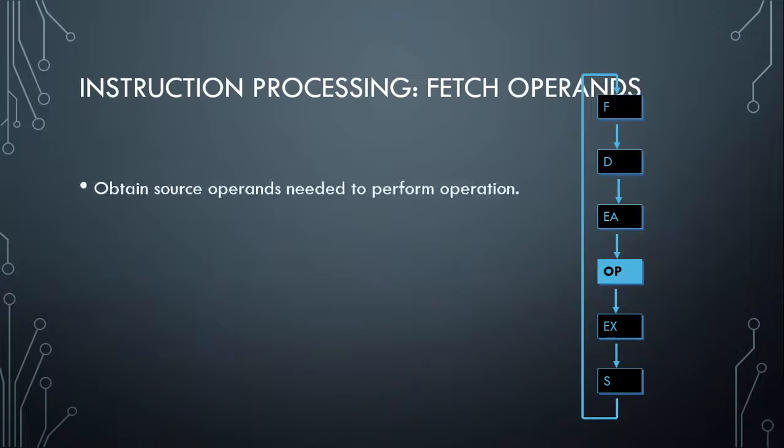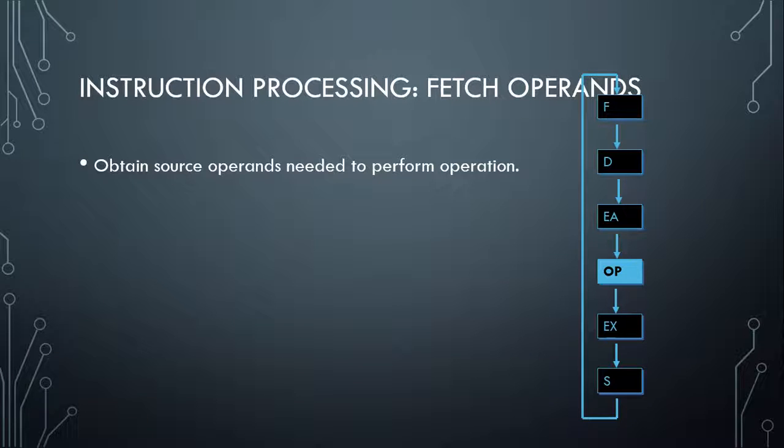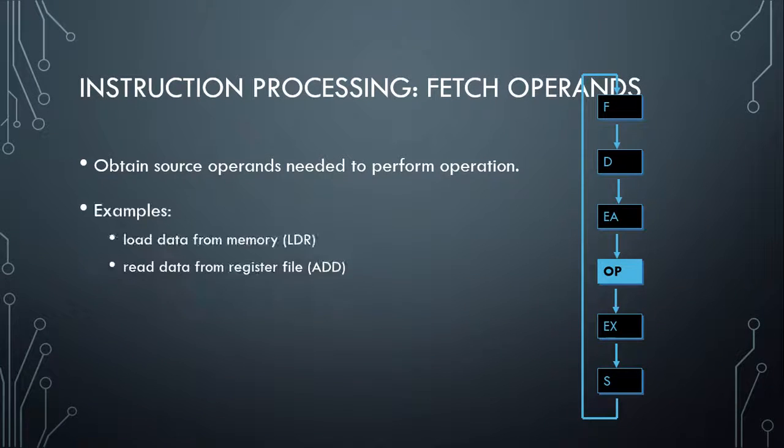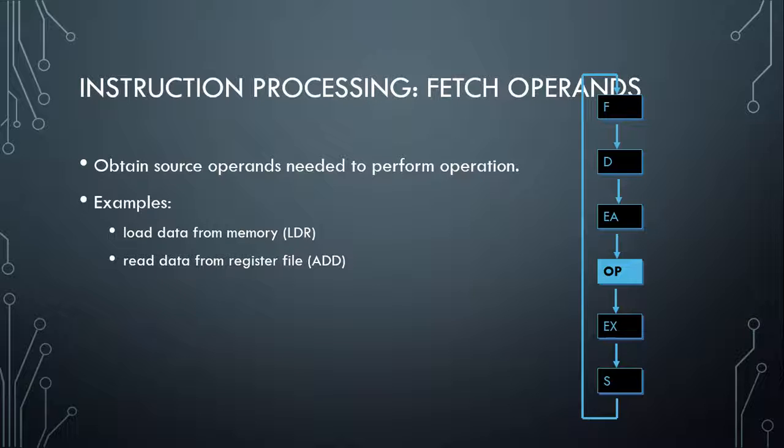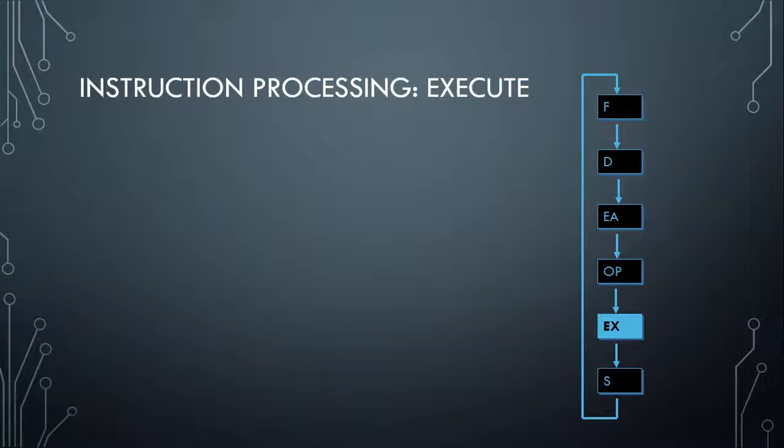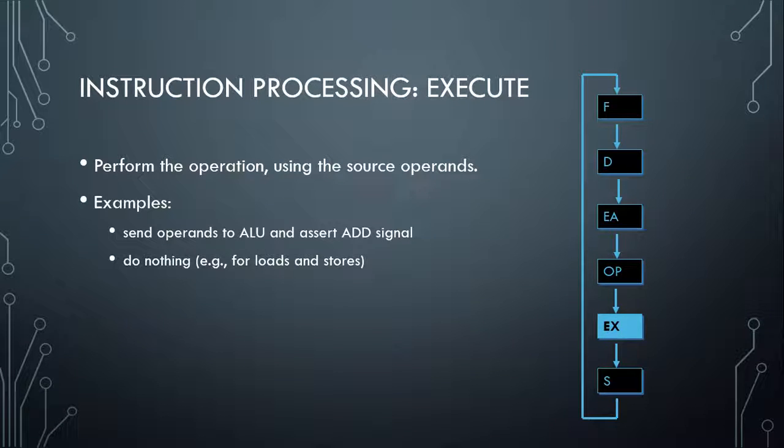If we're looking at fetch operands, this obtains the source operands needed to perform our operation. Some more examples: load data from memory, LDR, or we can read data from a register file using an add operation. Then we have execute. This is going to perform that operation using the source operands. In our examples, we send those operands to the ALU, or arithmetic logic unit, and assert an add signal. We could also do nothing.